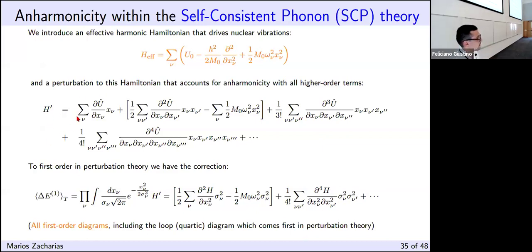So if we assume that we can introduce a perturbation, H prime, which includes all higher order anharmonic terms, which I write here, the correction to first order in perturbation theory, if we take the thermal average, will be exactly this expression. So that's why I told you at the beginning to know how to expand the potential energy surface with respect to normal coordinates. And taking this integral, which is easy to perform, we have these corrections coming to the effective Hamiltonian. So here we can include all first order diagrams, including the loop, which is the quartic diagram, which also comes in first order in perturbation theory, right?